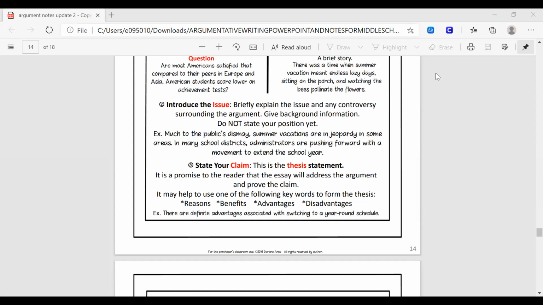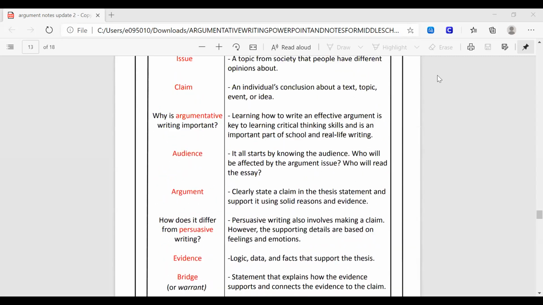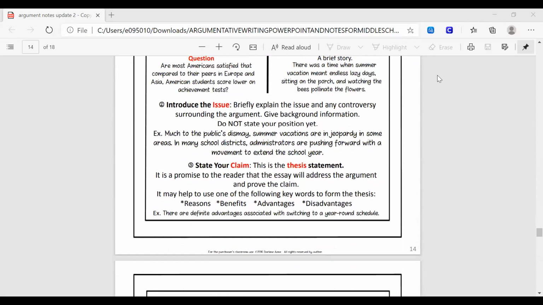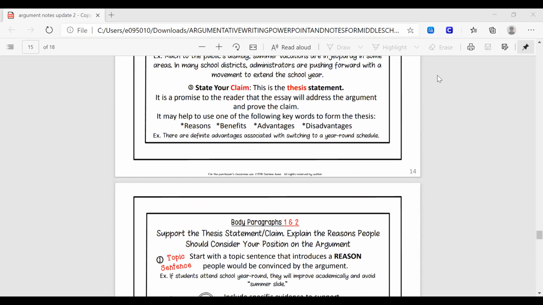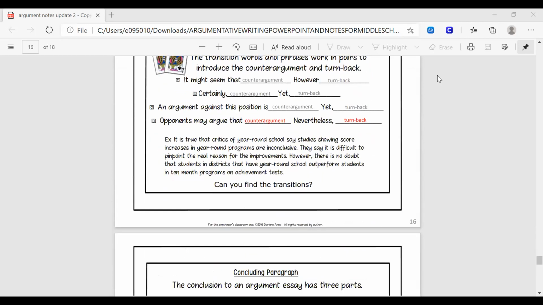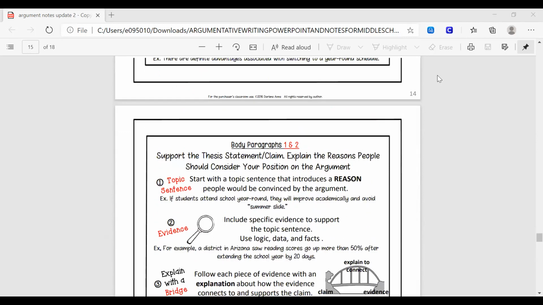So remember, if we look back at what a claim is, it tells us right here, it is an individual's conclusion about a text, topic, event, or idea. It's going to let us know which side you stand on. It may help to use one of the following key words to form the thesis: reasons, benefits, advantages, or disadvantages. Now give me just a second to see how much further we have. All right, we're going to get partway through this page.